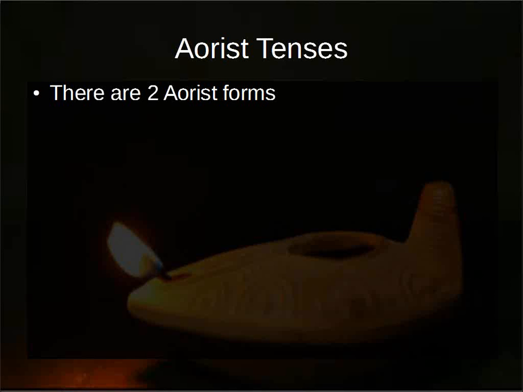So, would it be written? That written is a participle form, which we'll talk about later. But it's wrote, isn't it? So it's not writed. It's not like studied or cooked. It's wrote. So why do we have two aorist forms?